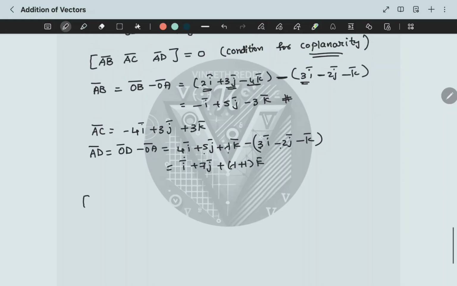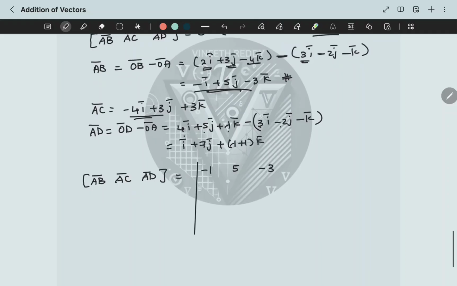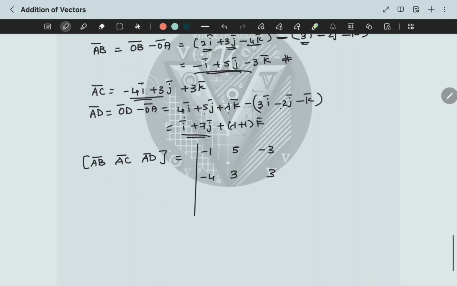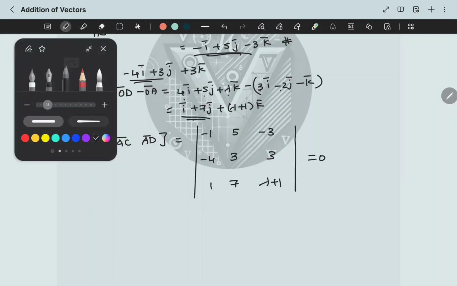Now how do we write this determinant, dear students? Determinant of AB or box of AB, AC, AD. This we write in this way. We will write the first vector AB in the first row, minus 1, 5, minus 3. We will write the coefficients of ijk in the first row. We will write the coefficients of ijk of the second vector in the second row: minus 4, 3, 3. And we'll write the coefficients of ijk of the third vector in the third row. That will be 1, 7, lambda plus 1. I hope this is clear. This should be equal to 0.